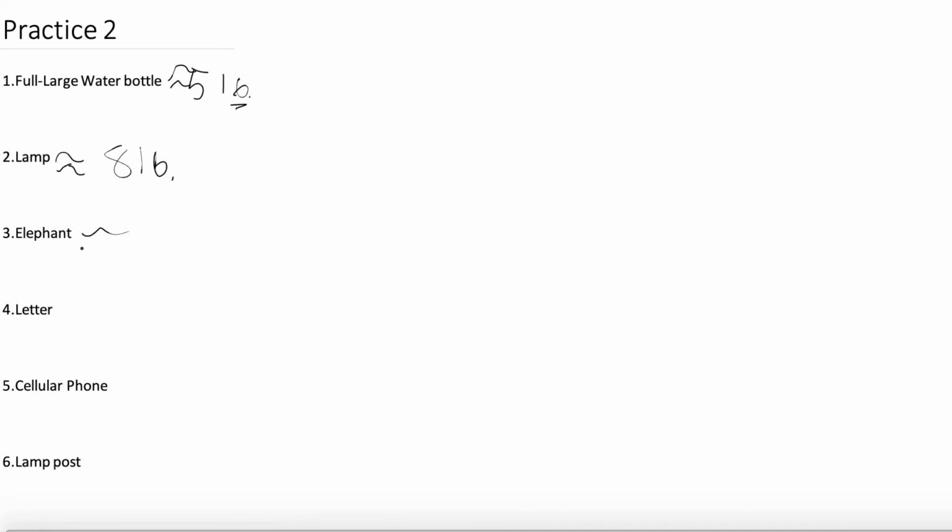So an elephant would weigh about, wow, that's very big, 5 tons. Very big. Then a letter. If you mail it in the mail, it'd probably be like 5 ounces, I would say, if you didn't put anything metal in it. 5 oz.